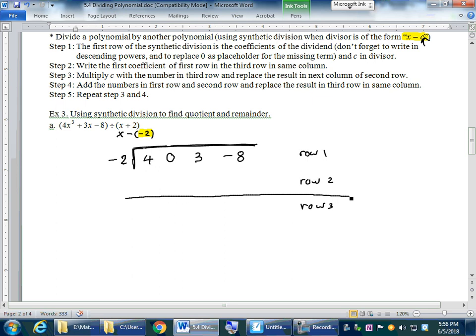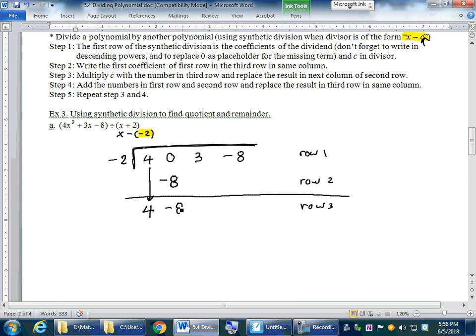So now that you get this, how do we continue? First, you bring down the leading coefficient, always. And then you multiply that c with row 3. So that means you multiply negative 2 times 4, that will be negative 8, and you write it in row 2. And then you add row 2 and row 1 together. So that will become negative 8, and you write it down in row 3. And the same process, do it over again.